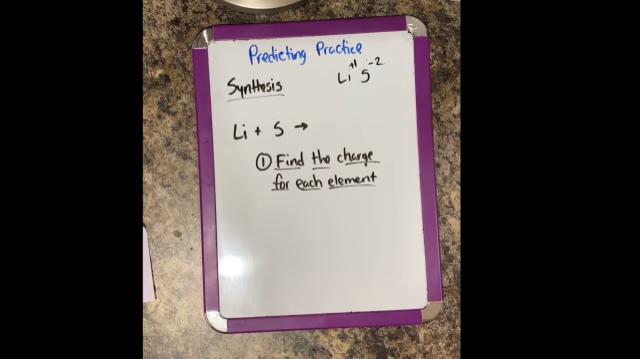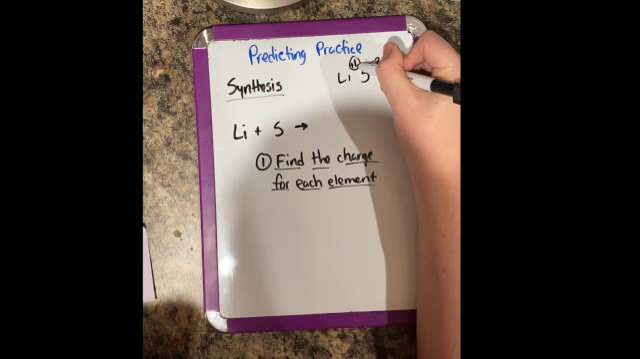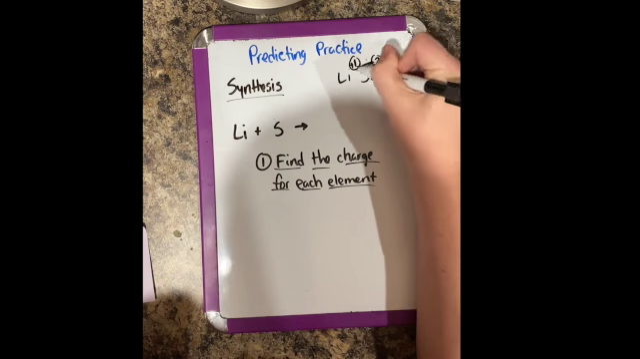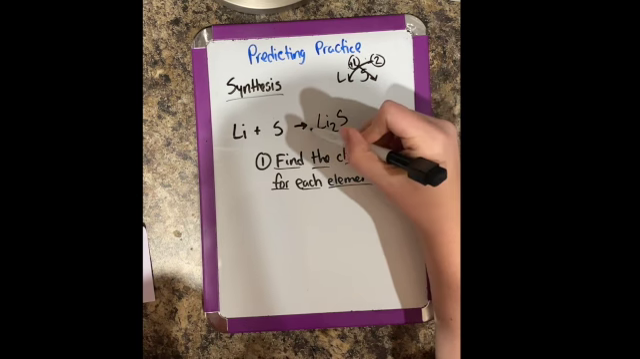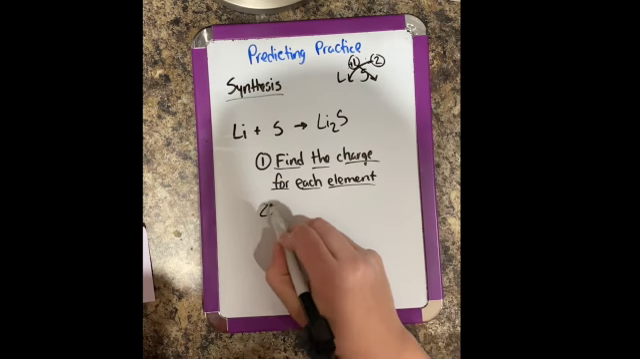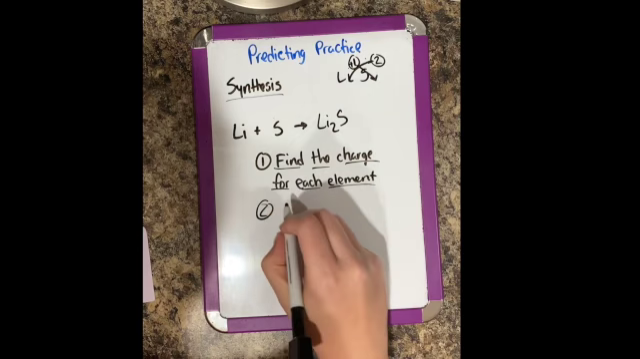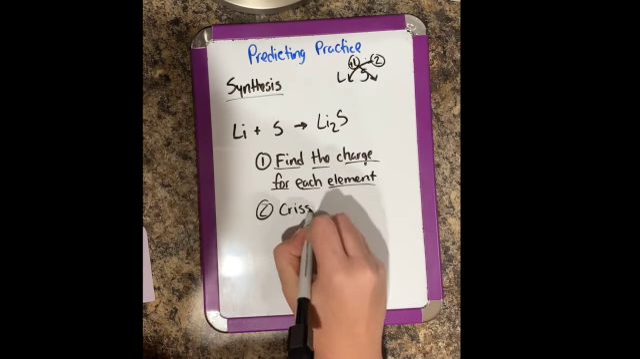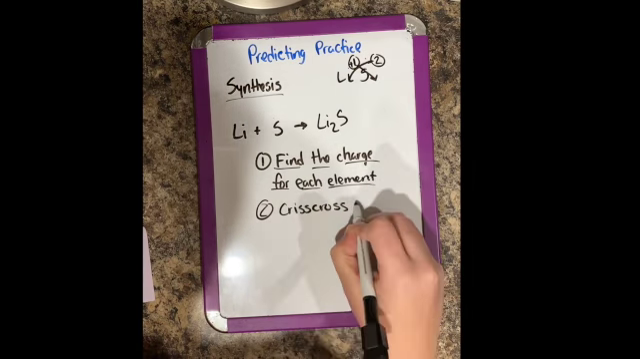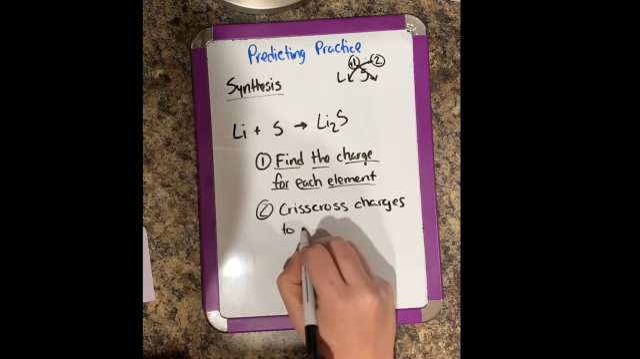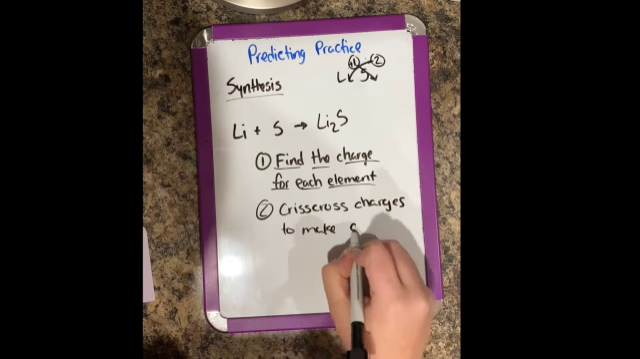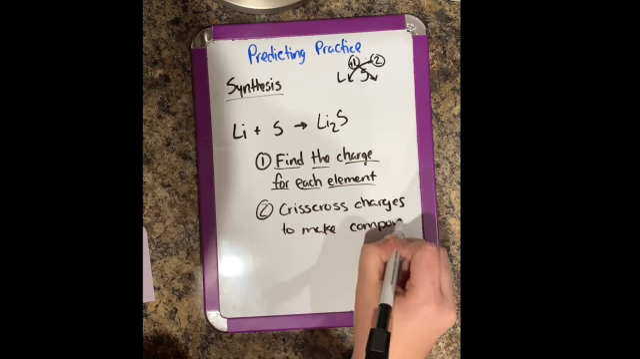Then if you remember from last unit, now that we have the charges, you crisscross. So it's going to be Li2S. So your step 2, which we just did, was crisscross charges to make a compound.